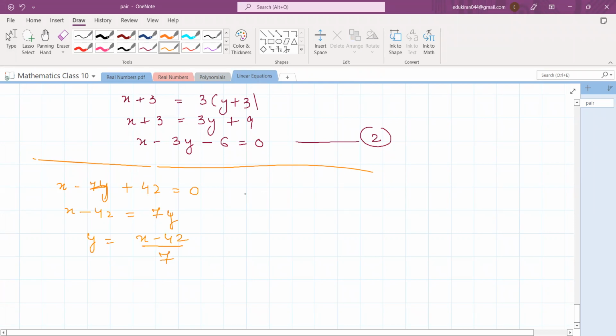Now you take up different values of X. So when X is equal to 0, how much is Y? Quickly tell me. Y will be minus 42 divided by 7. One mistake. X minus 42 is equal to 7Y. Y is equal to X minus 42 divided by 7.